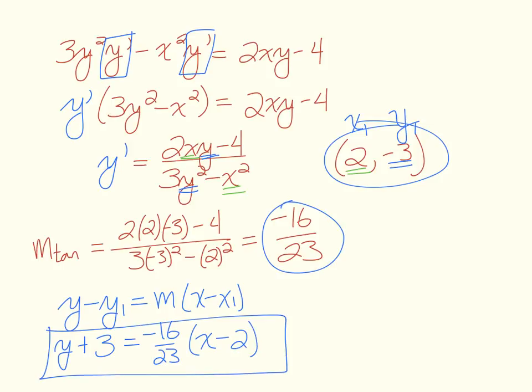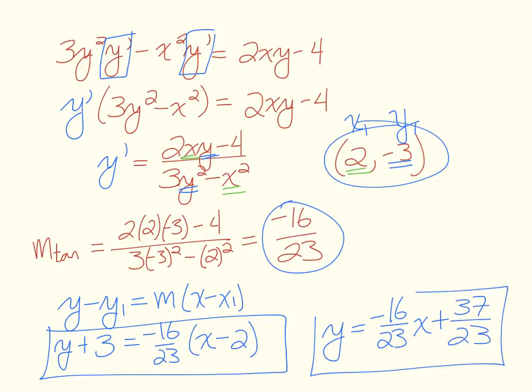If you like to change this over into slope-intercept form, you will get the equation y equals -16 over 23 x plus 37 over 23. Either of these answers is acceptable.